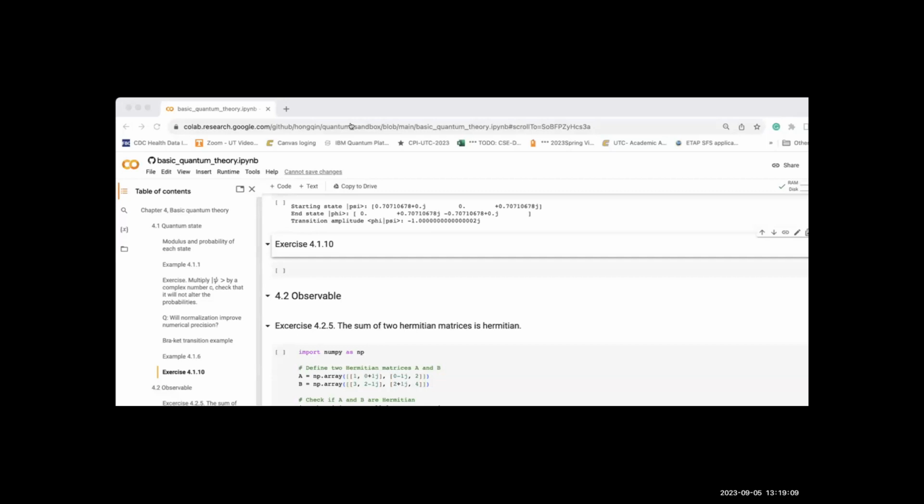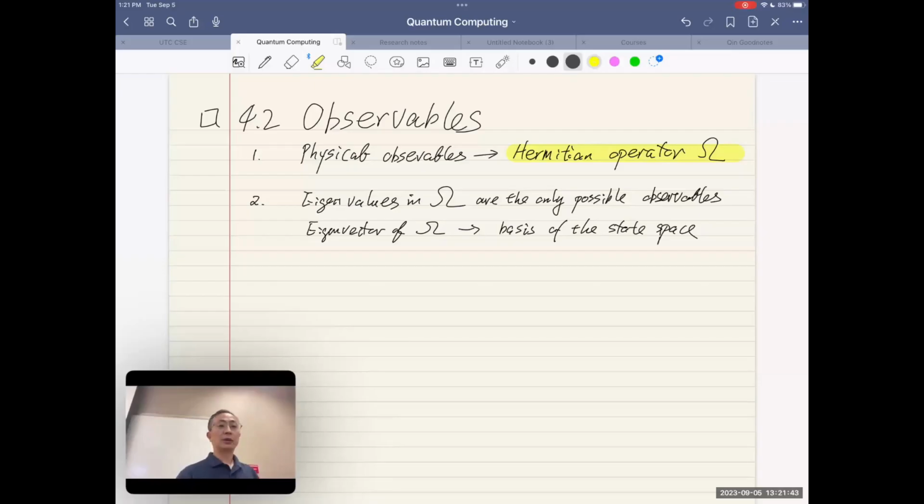Can someone put in the chat window, what is a Hermitian operator? It's in the chat. Yeah, okay. A Hermitian matrix is basically equal to its conjugate transpose. So that's the definition. I apologize, I didn't realize I probably wasn't sharing this.